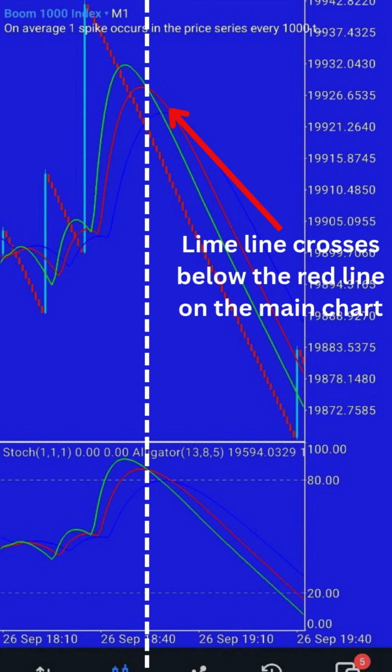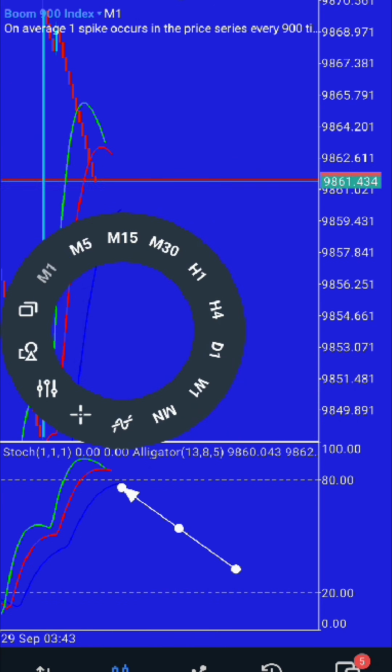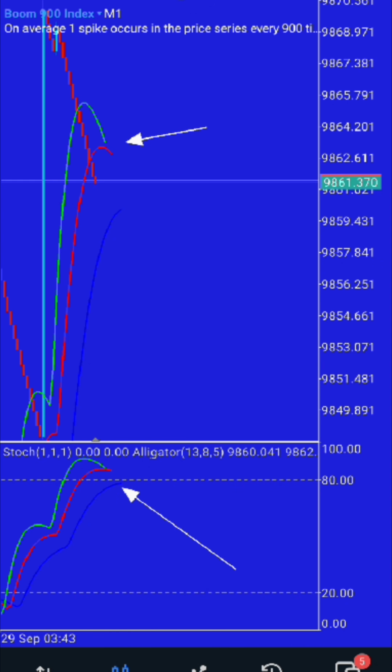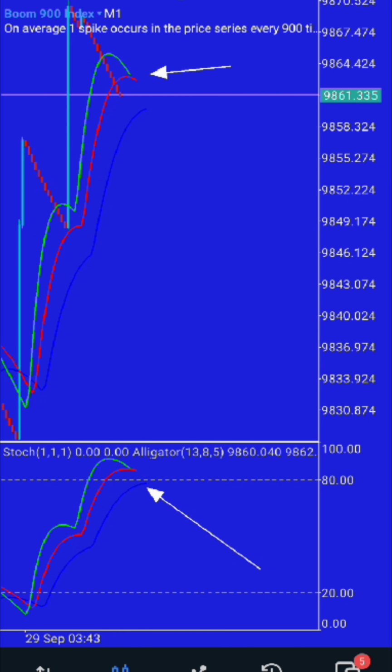3. On the main chart, the lime line of the alligator should also cross below the red line of the alligator. Once these conditions are met, open a sell position. Set your stop loss above the previous spike and hold the trade for 8 to 10 minutes or 8 to 10 M1 candles before closing.